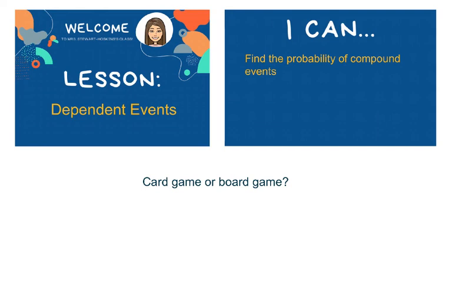However, when we have an event that does affect the other, so when we draw a card out and we keep it, then our total is changed for the second event, and that is called a dependent event.